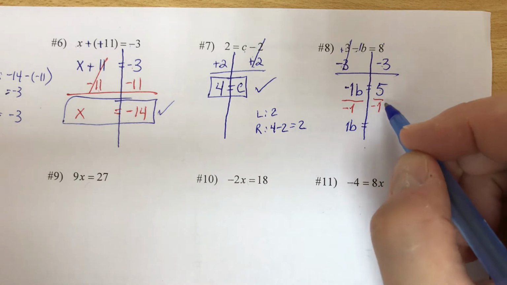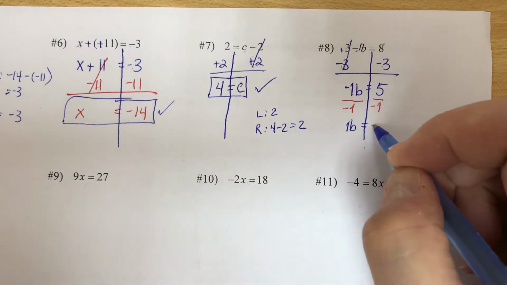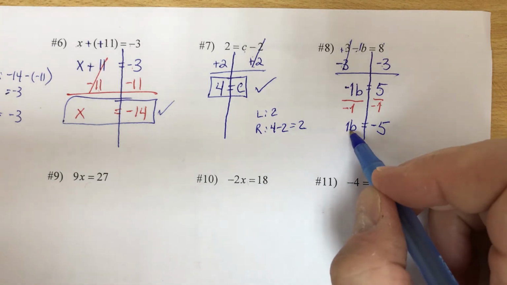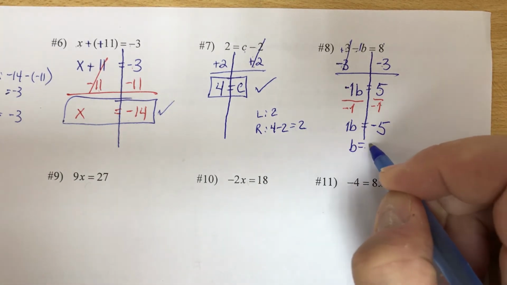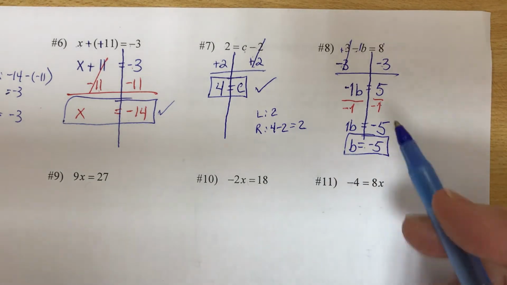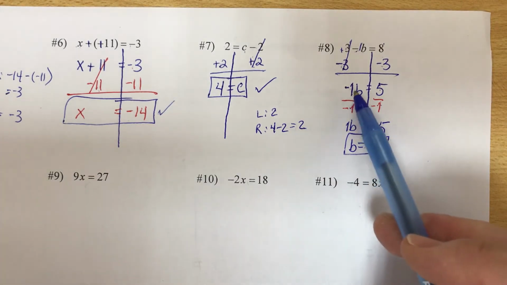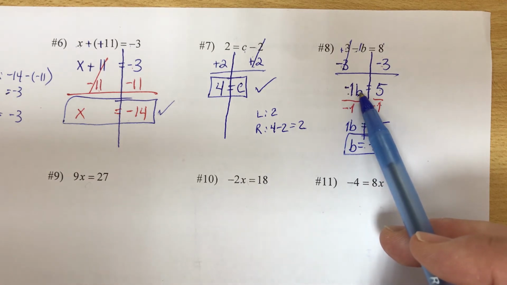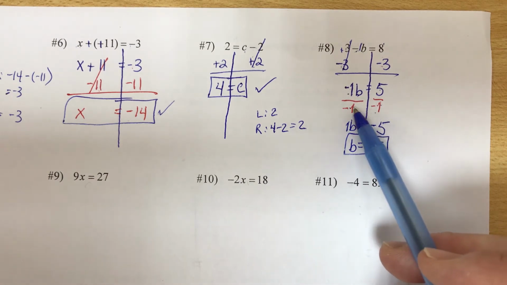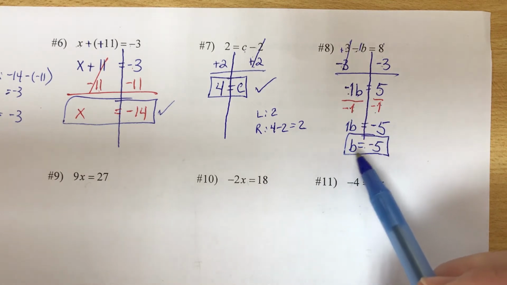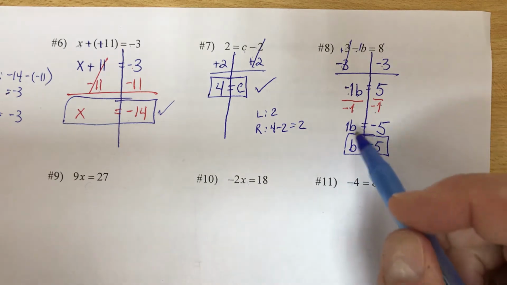A positive 5 divided by a negative 1 is a negative 5. Positive divided by negative is negative. Now I don't need the 1 here. That's just b equals negative 5. Now we're done. Okay, so you need to notice the difference. If you end up with a negative in front of your variable, you're not finished. You have one more step. You need to divide by negative 1 because a negative divided by a negative becomes a positive coefficient.